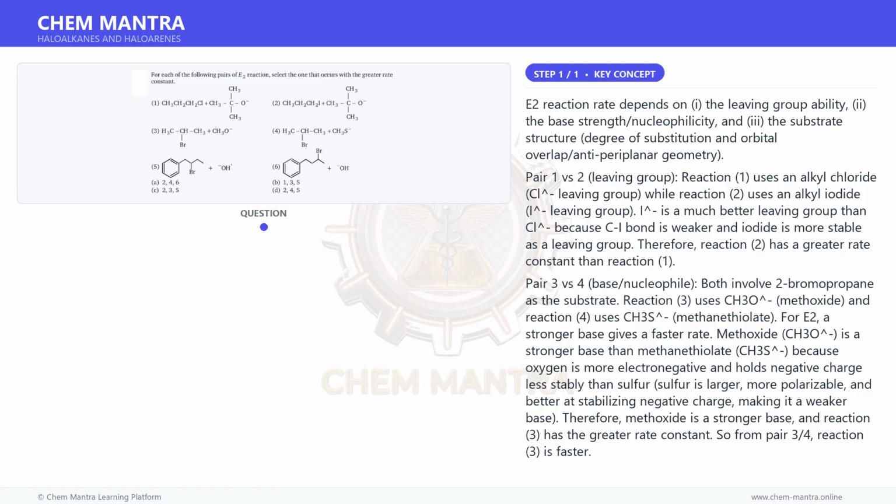Summary: the reactions with greater rate constants are 2, 3, and 5, corresponding to answer choice C. Why other options fail? A. 2, 4, 6, incorrect because 3 is faster than 4 and 5 is faster than 6. B. 1, 3, 5, incorrect because 2 is faster than 1 due to better leaving group. D. 2, 4, 5, incorrect because 3 is faster than 4 since methoxide is a stronger base than methanethiolate.